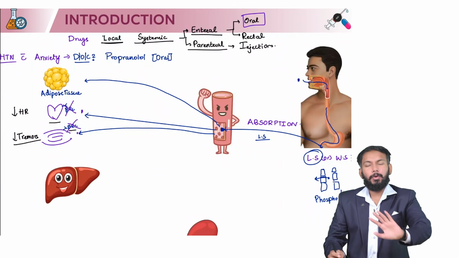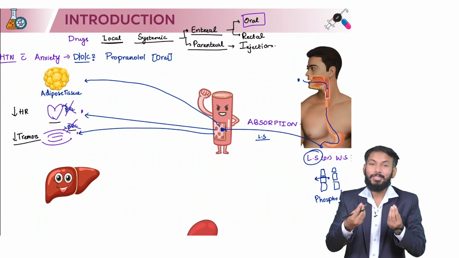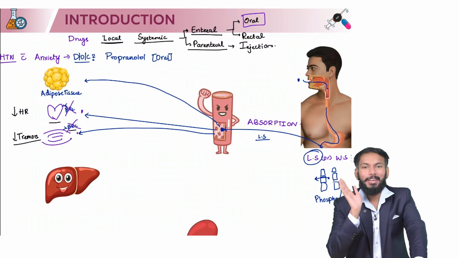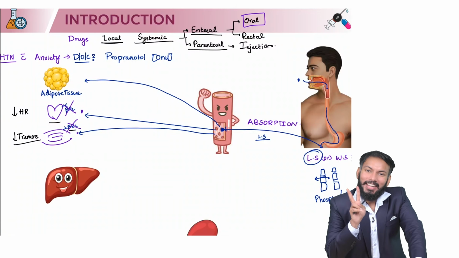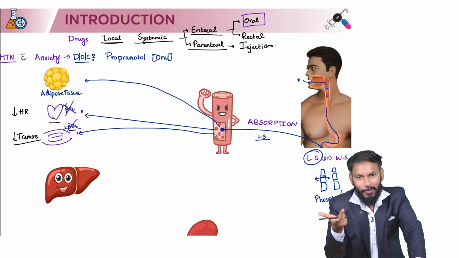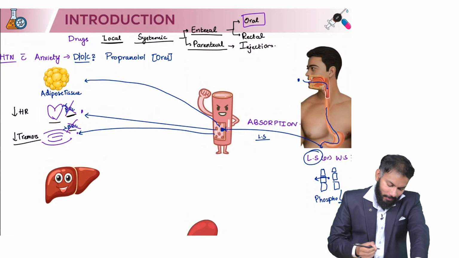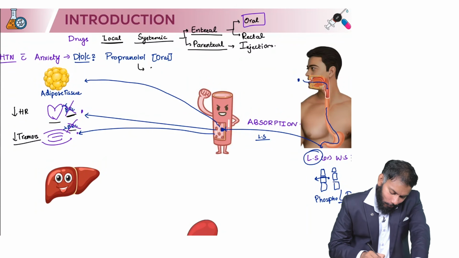That's all. When you are decreasing the heart rate, it will decrease the blood pressure. It will also decrease the signs of anxiety. So, aren't you treating both anxiety and hypertension as well? Yes. That is why we are using propranolol. Now, which receptor are we blocking? We are blocking the beta receptor. That is why propranolol is also known as a beta blocker.